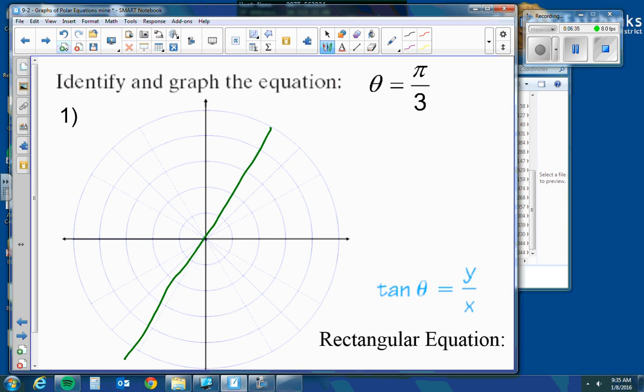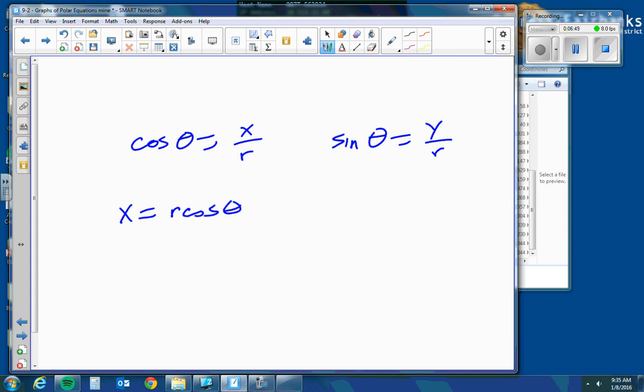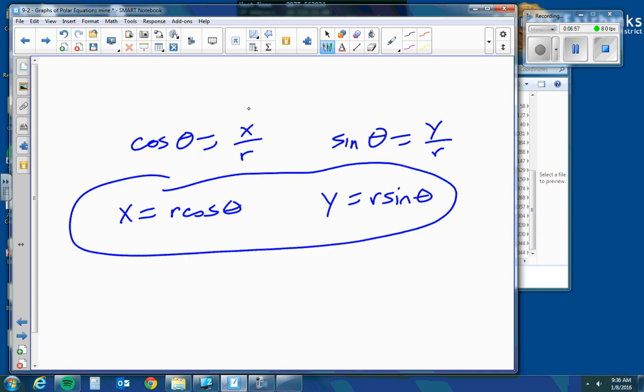Hold on. One thing I want you to do. One thing you're supposed to know, a very basic thing: cosine of theta is x over r, and sine of theta is y over r, right? But that means x is the same as r cosine theta. Write that down. And y is the same as r sine theta. So knowing this is just equivalent to knowing this. The same knowledge, just written a different way, yes?